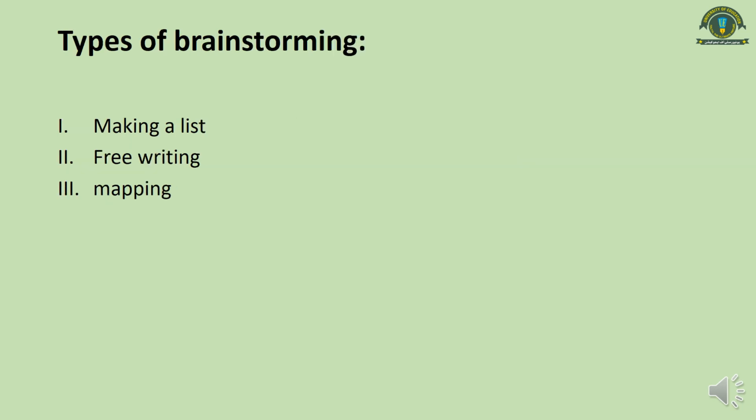Now, there are certain types of brainstorming that you can do. You can make a list of the topics that come to your mind. You can freely write them anywhere, or you can start mapping them. You can make it in the shape of a tree, in the shape of a circle, or in the shape of connected boxes, making a chronological sequence of them. So it is up to you to choose any type of brainstorming. The main thing is that you need to brainstorm.